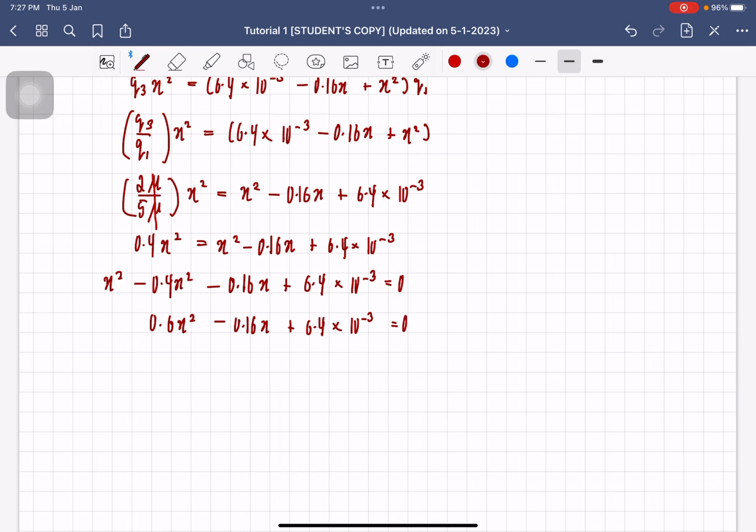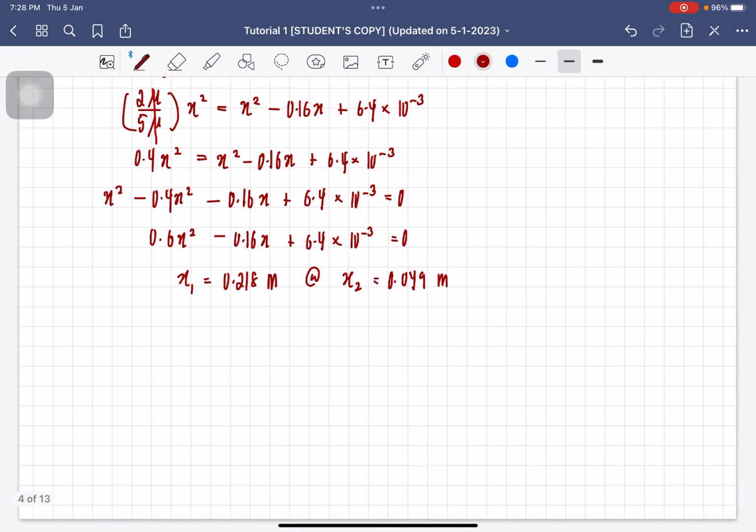Plug this into your calculator and you will get two values. First one is 0.218 meter and the second one is 0.049 meter. Okay, so you cannot leave it at this. You have to let the examiner know what is your final answer. Okay, so I'm gonna write as x is equal to 0.049 meter.